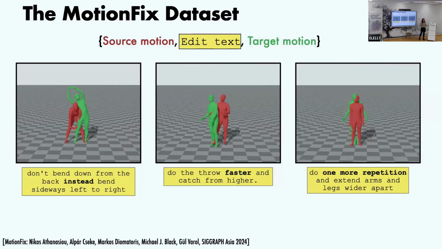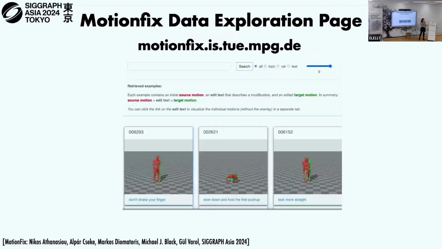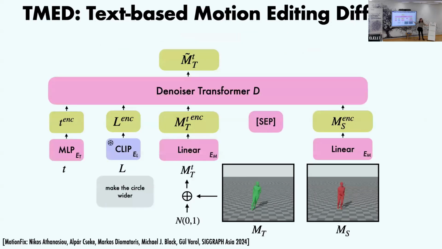So it's not easy to encapsulate all this into a single rule-based method. So that's why the data-based approach turned out to be the best. And there's an interface on the project page. You can just browse the data to see it.